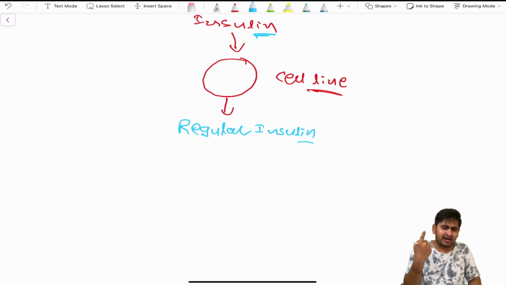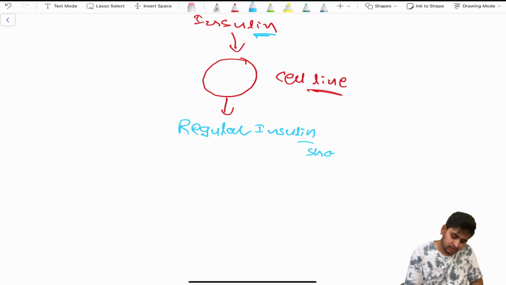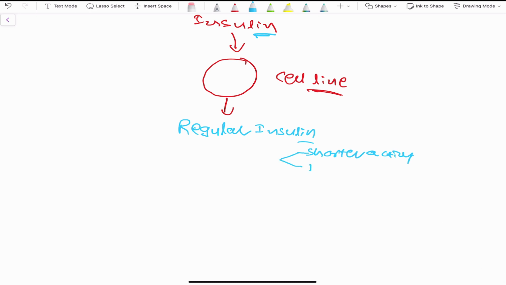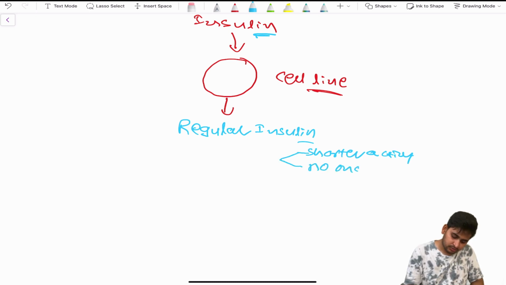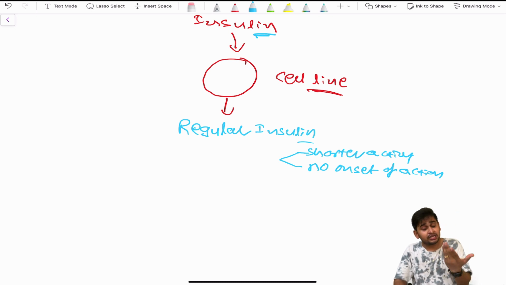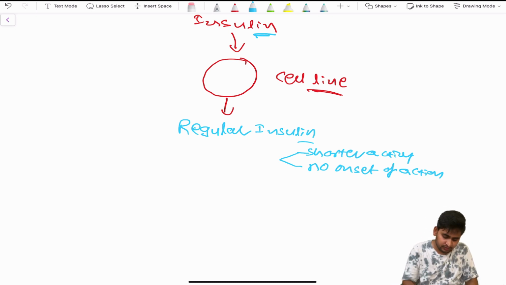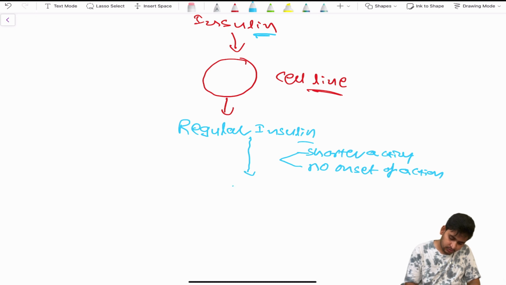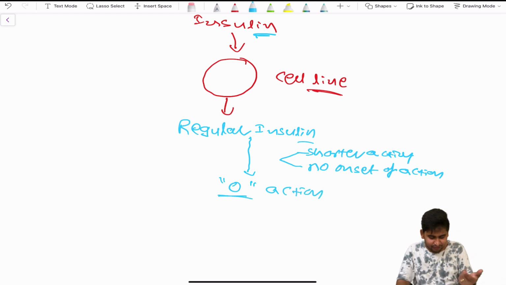See, what is the disadvantage with regular insulin? It is shorter acting and there is no onset of action. That means the action is zero. Then what is the need of cloning this?